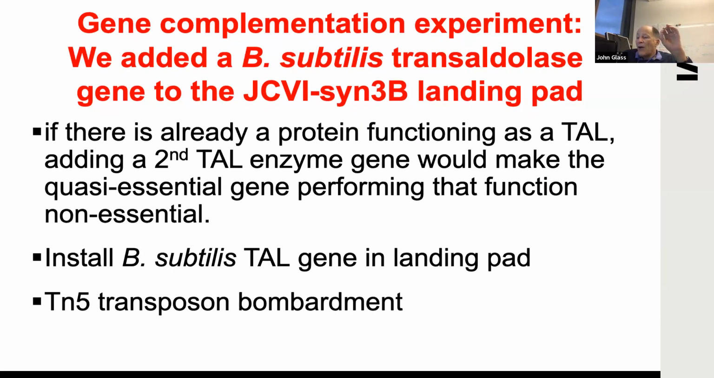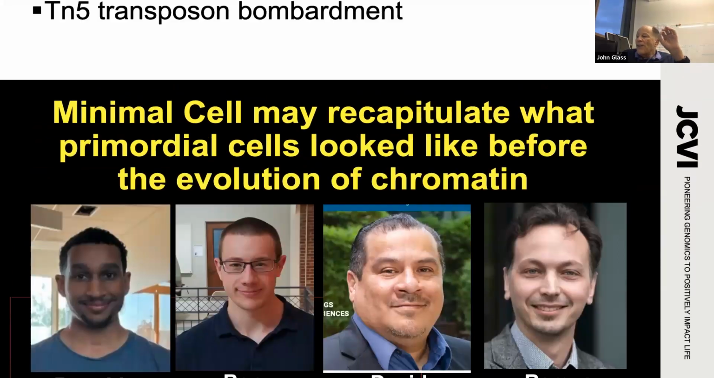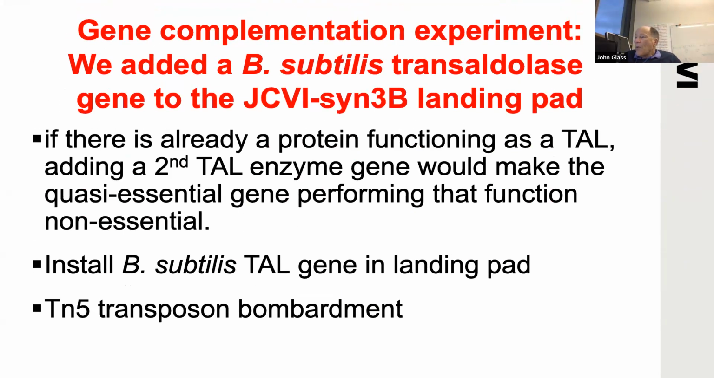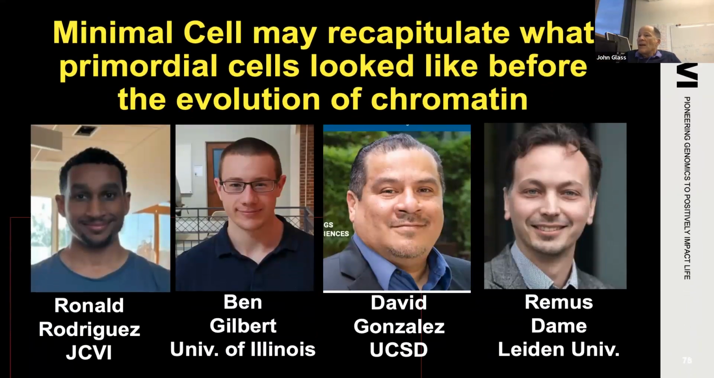And what we found is a gene that was previously quasi-essential and now is non-essential. And Bacillus subtilis transaldolase was also non-essential. But this gene that we identified looks nothing like a transaldolase, but this is one way that you can figure out the functions of unknown proteins. And we're going to test this protein to see if it really has transaldolase activity. Sorry, I'm going slow here. Let me speed up a little bit.